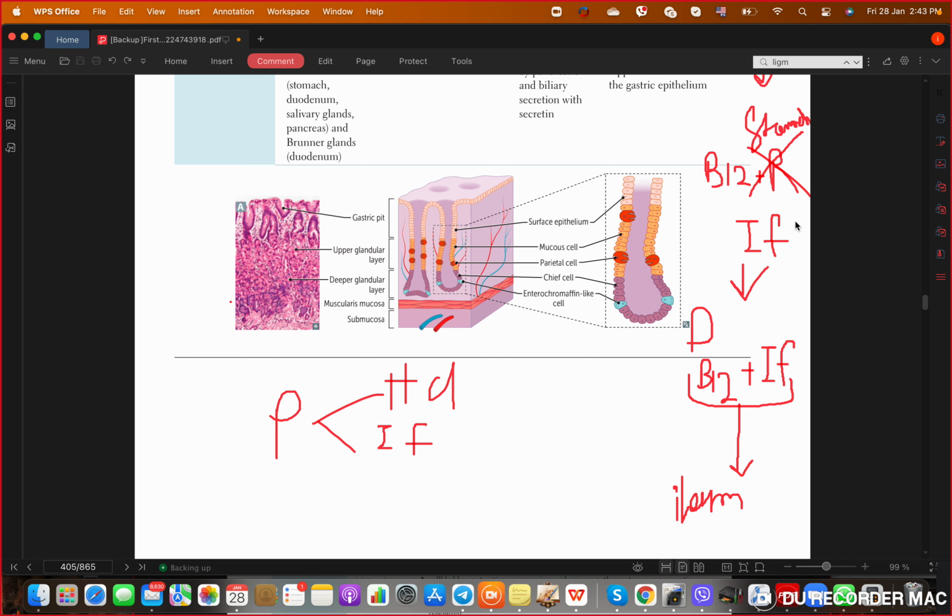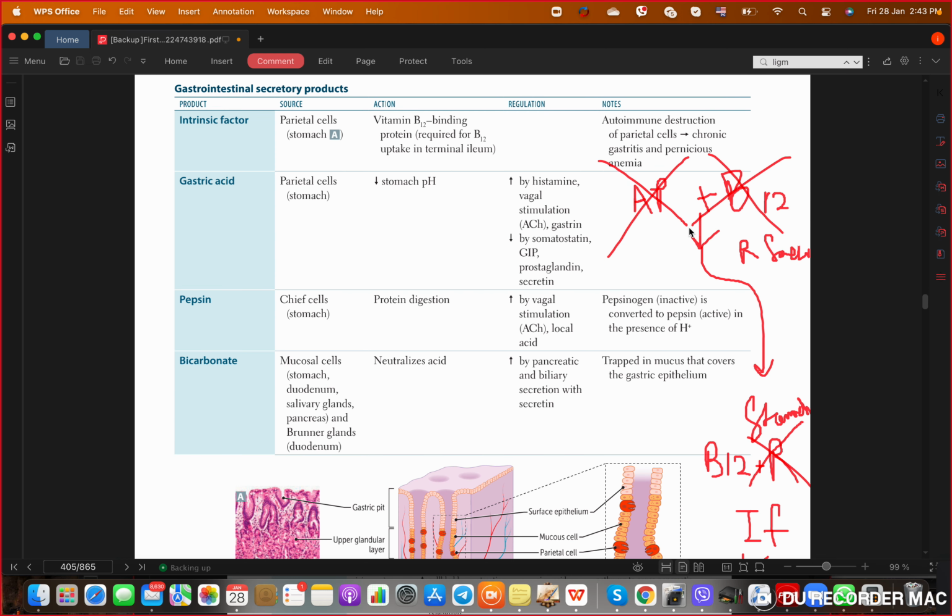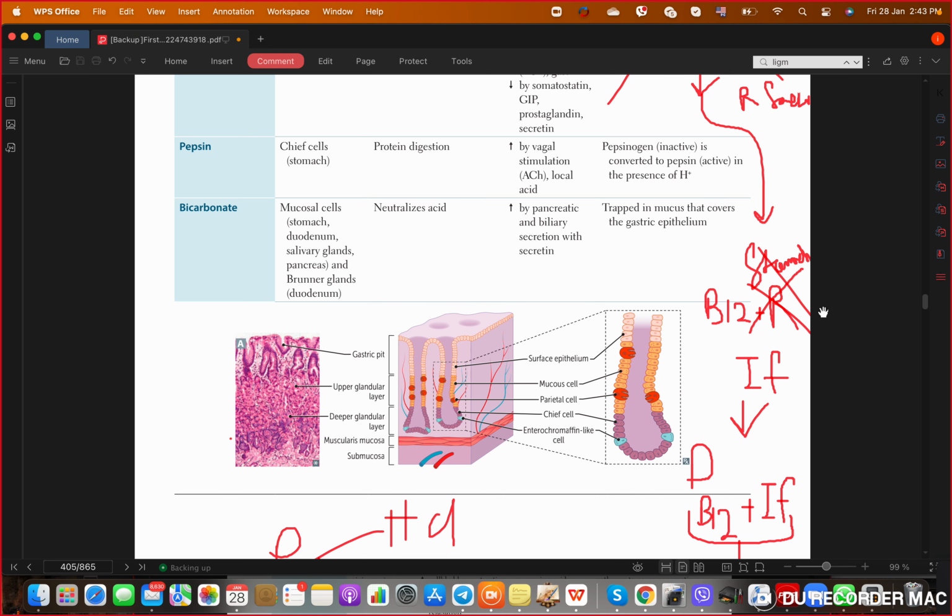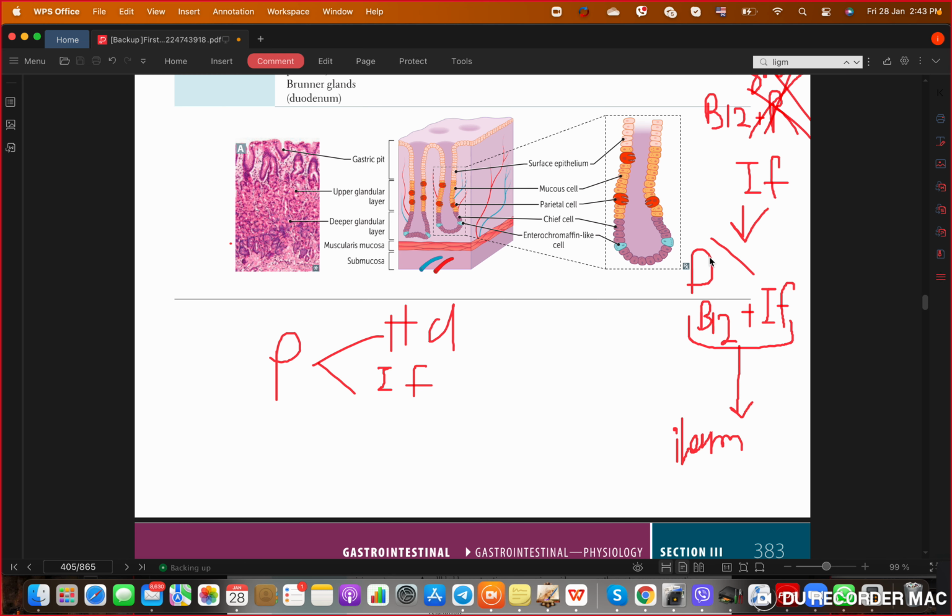There's no connection, no bonding between the B12 and intrinsic factor. So far we can see that if we don't eat B12, we get B12 deficiency. Bad stomach, B12 deficiency. Bad pancreas, B12 deficiency. Bad ileum, for example in Crohn's disease, B12 deficiency. Make sense?